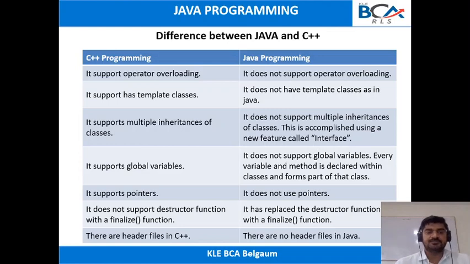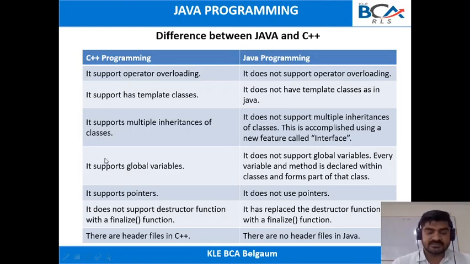Next, the third difference. C++ programming language supports multiple inheritance. In Java, multiple inheritance is not supported. Inheritance means acquiring the properties of a parent class. Multiple inheritance means a child class acquires properties from multiple classes, like two or more classes. That is supported in C++. In Java, multiple inheritance is not supported. It is achieved by using the concept called interface.